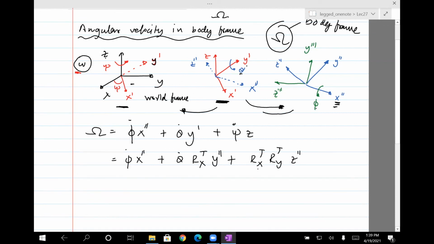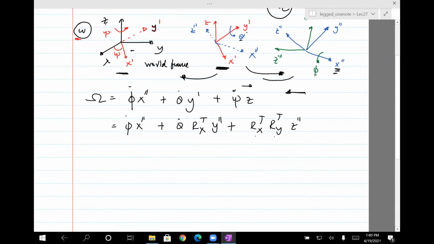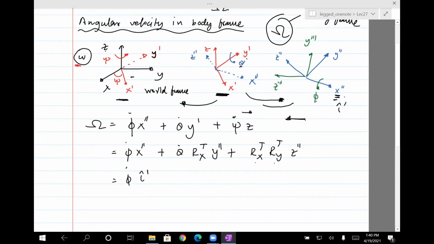And the reason I go Rx transpose times Ry transpose is because when you go from here backwards, you do post-multiplication. If you go from left to right, you do pre-multiplication like I did before. So now what I can do is write this as phi dot. We call that vector i prime. So this is i prime, j prime, and z prime, or k prime.